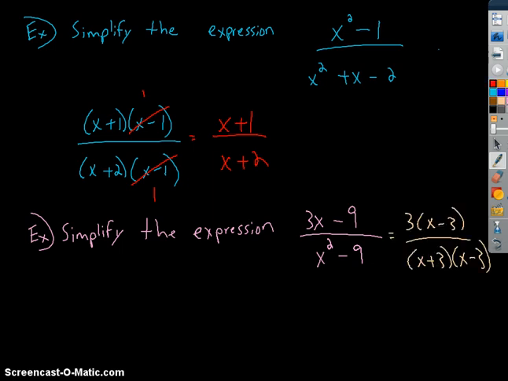Good luck. So you should have recognized the numerator factors to be 3 times (x − 3) and the denominator factors to be (x + 3) times (x − 3). So from there, I can cancel these, leaving me with just 3 divided by (x + 3). If you need that as a note, copy it down. If not, leave it on the screen too.